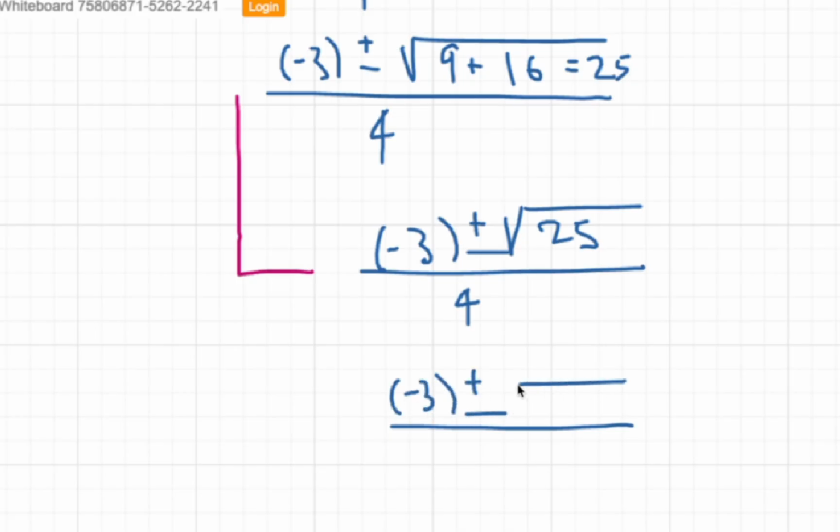That's the square root. Oh my god, I'm actually dumb. 5. Then we divide that by 4.